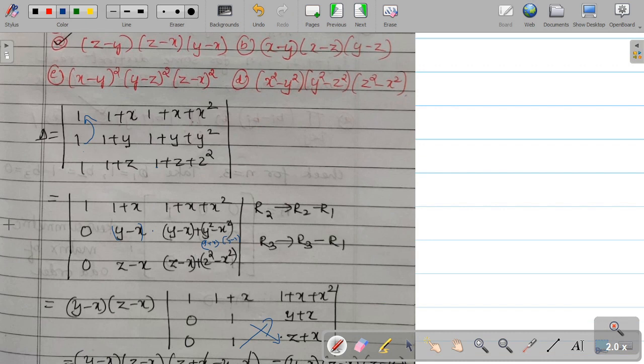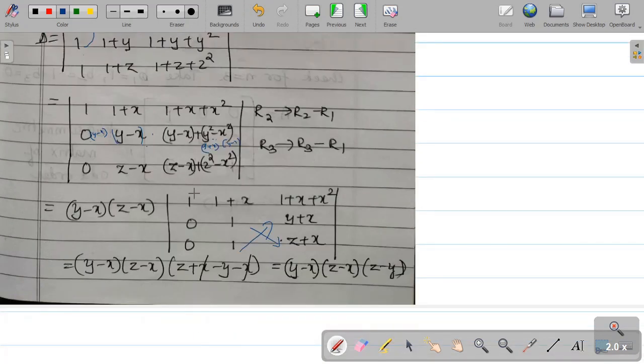Now look at the second row. In the second row, y minus x is common. Here this can be written as y plus x into y minus x. Here 0 into y minus x you can write, because 0 into anything is 0. So y minus x is there in every term of the second row, so take it outside. Similarly, z minus x in the third row. So these terms will remain.